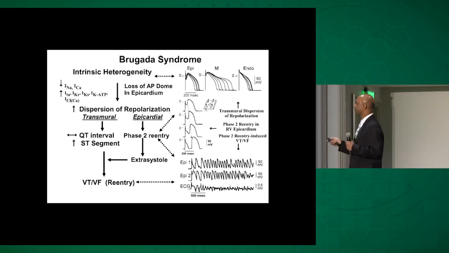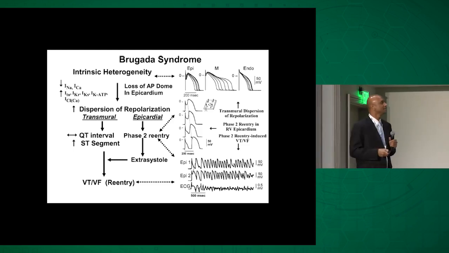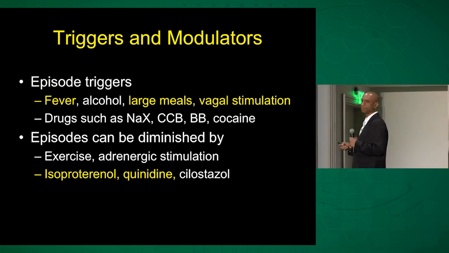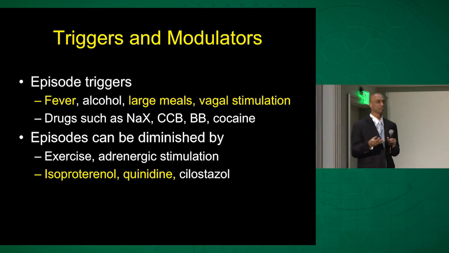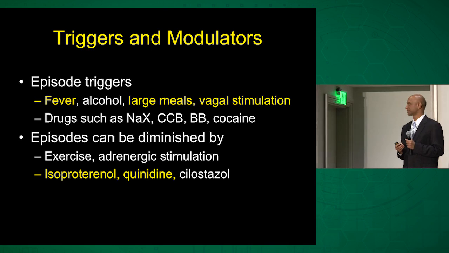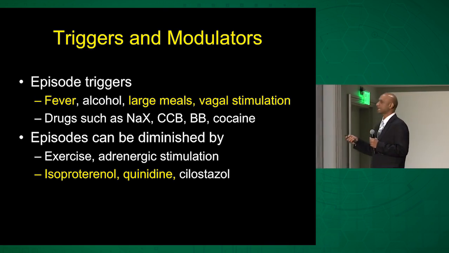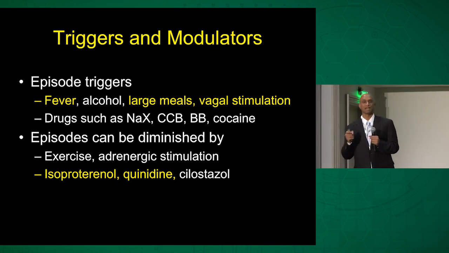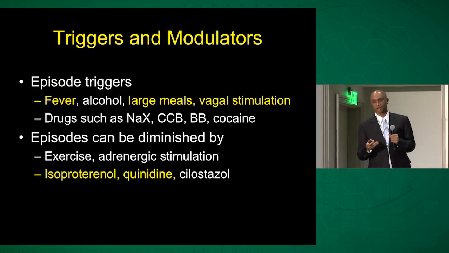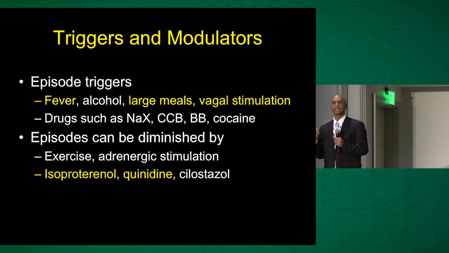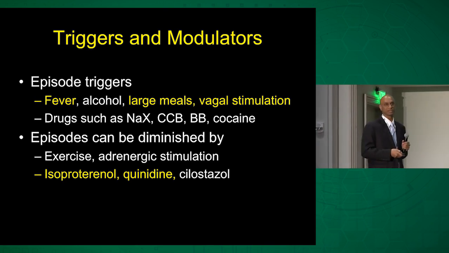I won't go over the mechanism of arrhythmias in Brugada syndrome in the interest of time, but moving on to the triggers, we've already talked about fever as being an important trigger, both to bring out the ECG abnormality and to bring out episodes. Vagal stimulation, large meals are also important triggers. Importantly, these episodes are diminished by adrenergic stimulation. They're also diminished by isoproterenol and with quinidine. The reason for the decrease in episodes with quinidine is that quinidine is an ITO blocker. So it counteracts that unopposed activity of ITO that is seen in this syndrome.